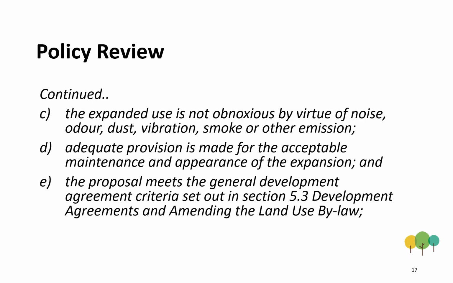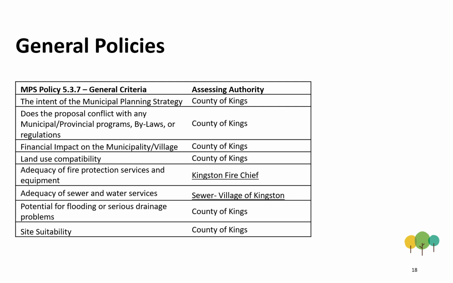Criteria C, council has to be satisfied that the proposal is not unpleasant due to odor, dust, noise, smoke, or emission. And D, adequate provision is made for the acceptable maintenance and appearance of the expansion. And E, the proposal has to meet the applicable criteria within the general policy. This is the general policy and the various criteria within the policy that are applicable to this application.